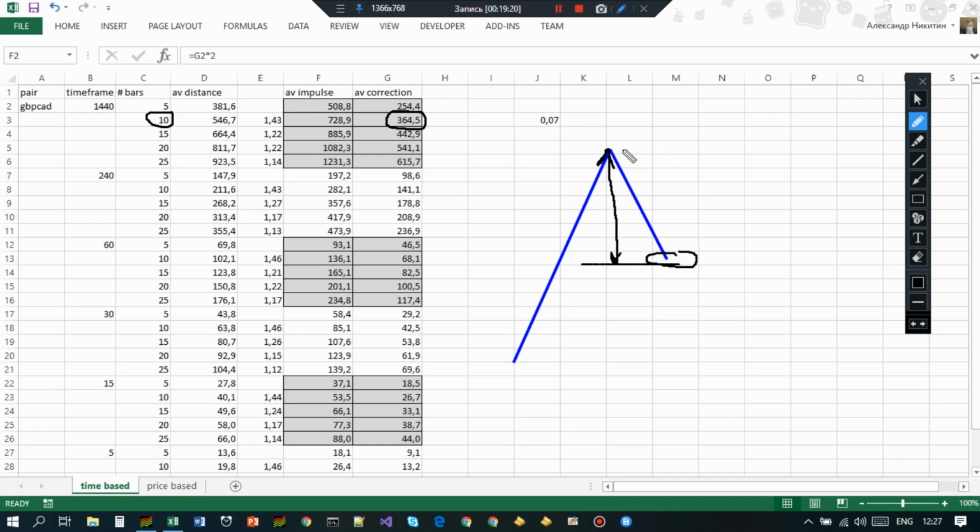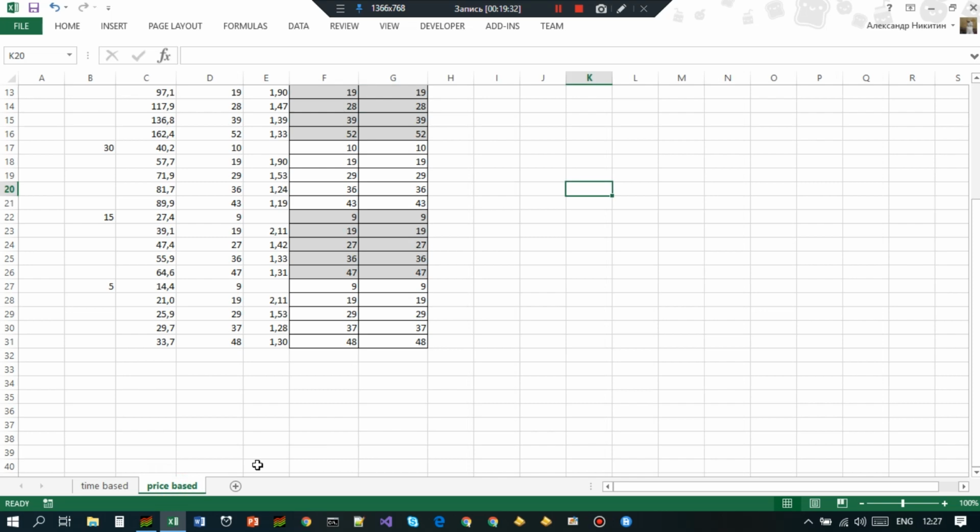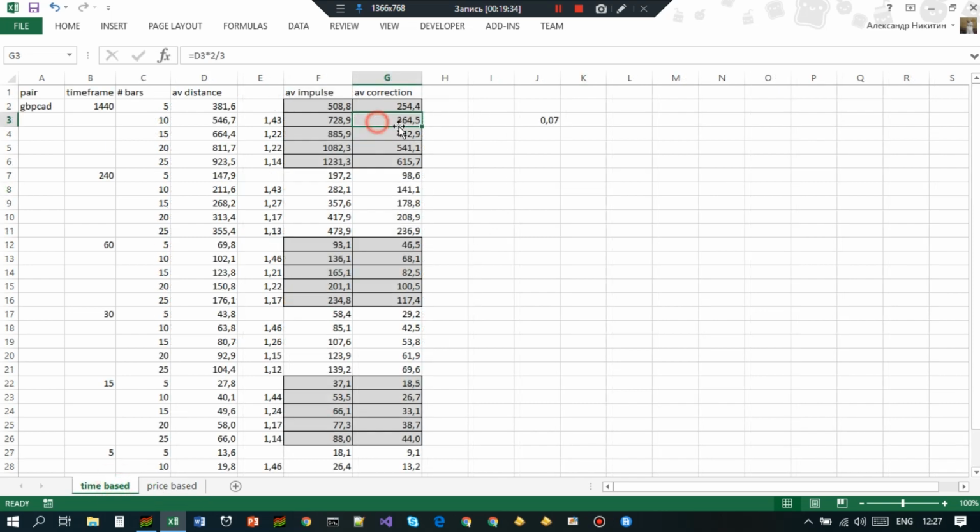If you wish only corrections of this size to be displayed, it means that your algorithm should be based on this correction size. So nothing less than your average correction size will be displayed if you use it in your analysis, yes. But what I'm going to do, I'm not going to have it this way. I will change it.